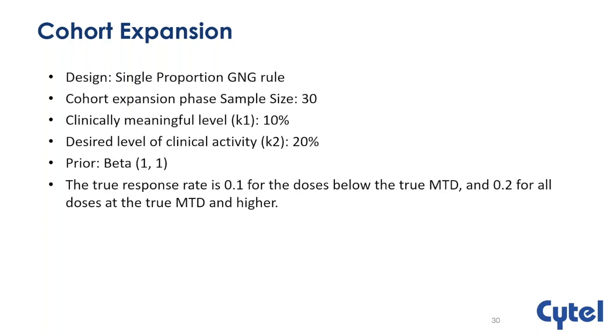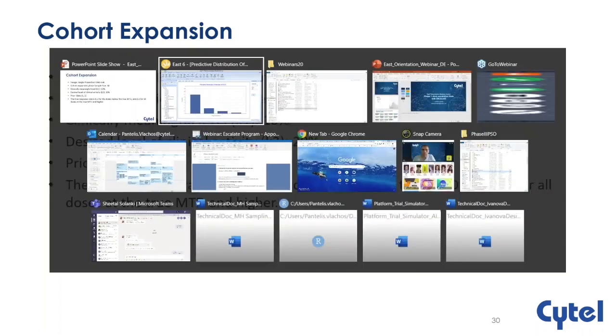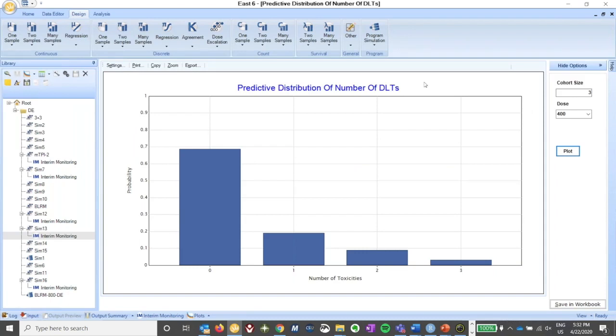And the scenario that we're going to be considering here is that the true response rate is going to be 0.1 for any dose level below the true MTD and 0.2 for all dose levels at the true MTD or higher. So going back into EAST, what you would have to do is click on the program simulation icon and select the dose escalation with cohort expansion.